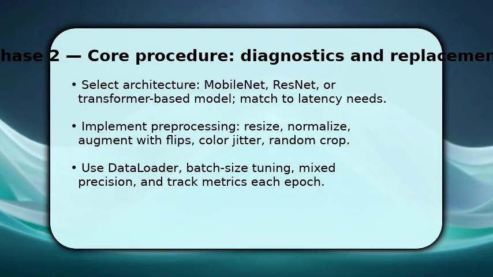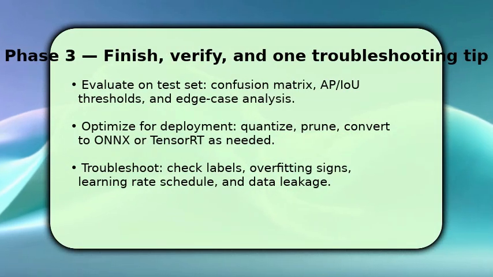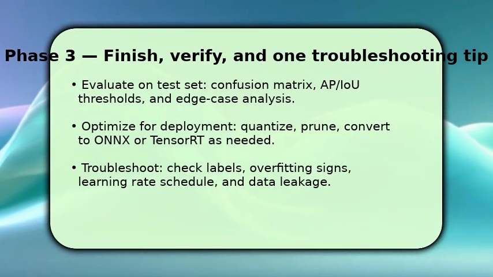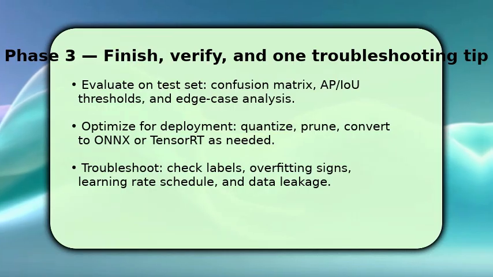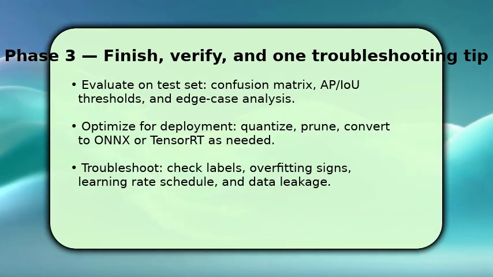You finish by validating and preparing the model for release. Run test evaluations, confusion matrix, average precision at multiple IoU thresholds, and inspect failure cases to prioritize fixes. Once satisfied, optimize for deployment, quantize or prune, and export to ONNX or TensorRT for target hardware.